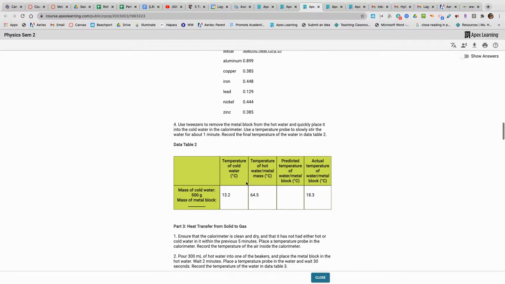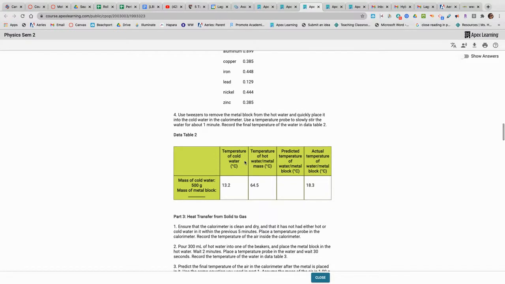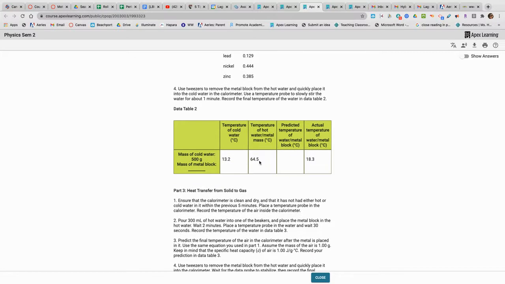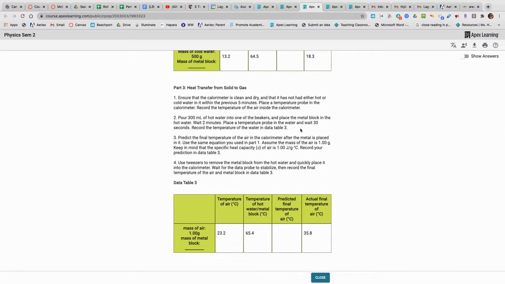Compared to some of these values, water has a very, very high specific heat. That means it can retain a lot of heat. It can absorb a lot of heat before its temperature changes. That's what specific heat means. How much heat can you hold before your temperature has to change? Okay. Data table 2, again, you're making a prediction of the temperature here and then comparing it with the temperature that was actually achieved.